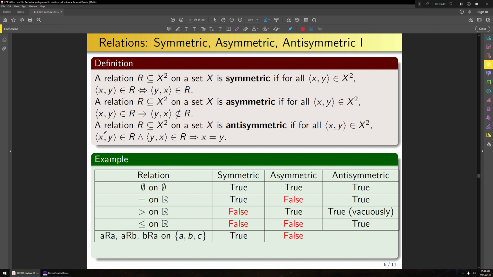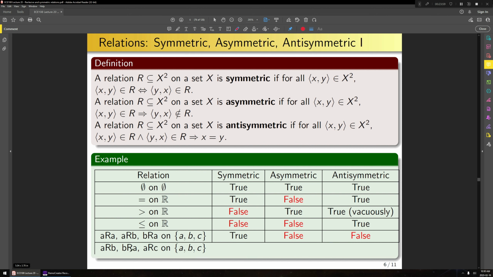Is there a case where x is related to y is related to x, but x is different than y? Well, yeah, right here. This breaks it. So this one's false, right? Because A is related to B is related to A, but A is not B, right? That's the issue there.